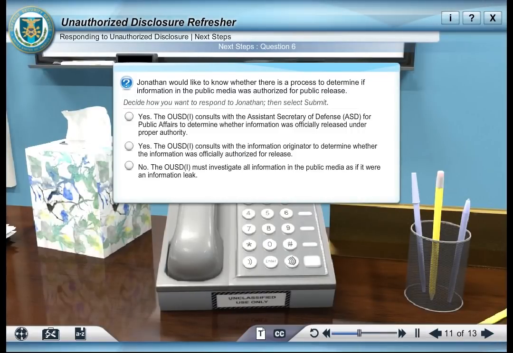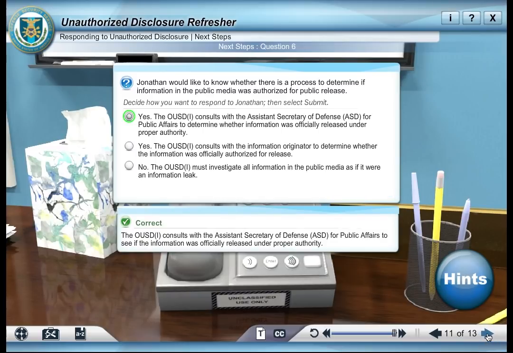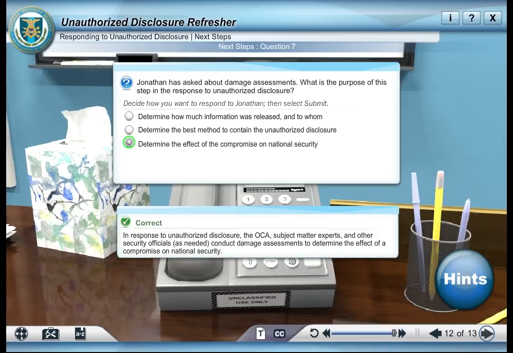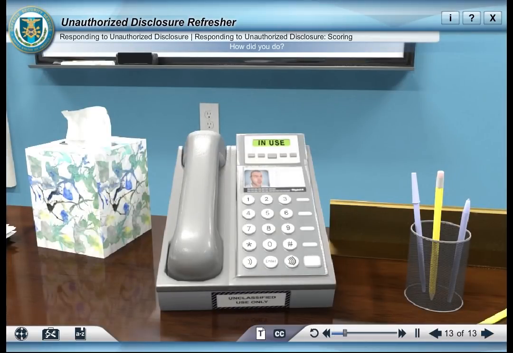Maybe the information on that website was actually authorized for release. Is there a process to check that? And you said the last step was a damage assessment? What's the purpose of that? I guess those are all my questions for now. Thanks again. I guess we'll see what happens.